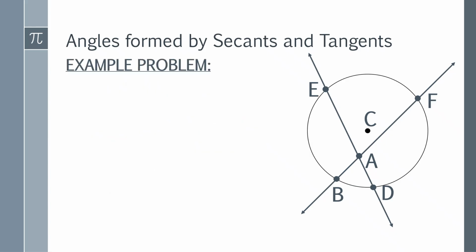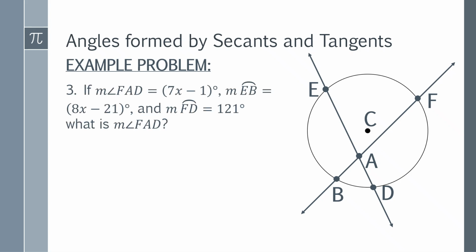Let's have another problem. On your own. What about algebra? Let's say the measure of angle FAD is 7x minus 1 degrees, the measure of arc EB is 8x minus 21, and the measure of arc FD is 121 degrees. How will you find the measure of angle FAD? Pause this video, and if you're ready, please resume this video.